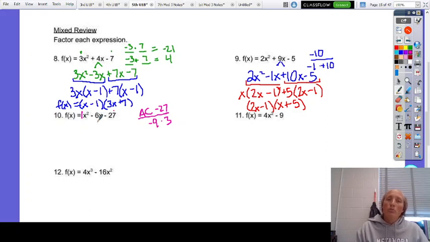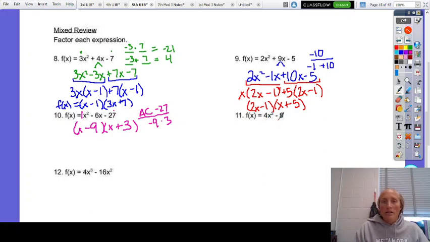Now, this is one of those where you want to ask yourself, can we take the shortcut? And the shortcut is, if the A value is 1, we can put our two values into the parentheses right away without having to factor by grouping. So the -9 that I get, I put x minus 9, and the 3 I got, I put x plus 3, and I have my factorization.